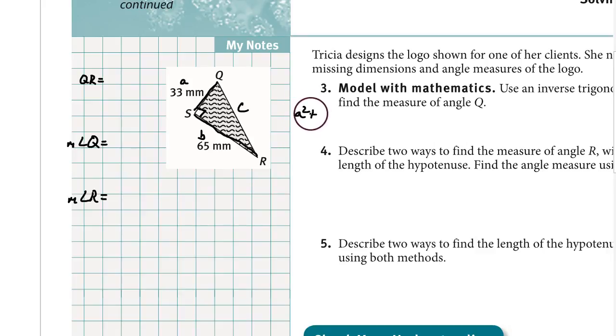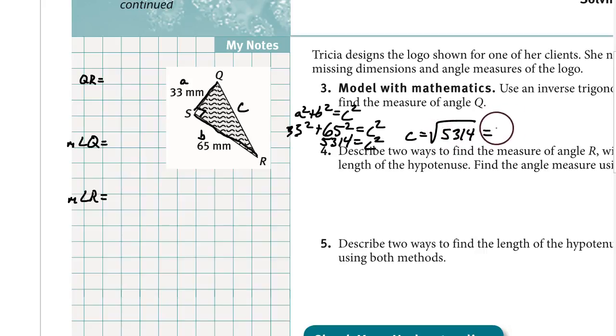So A squared plus B squared equals C squared. 33 squared plus 65 squared equals C squared. Let's take a calculator and figure out the left side of that equation. This adds up to 5,314, and that's equal to C squared. Therefore, C is the square root of that number, and that equals 72.9. So we figured out that QR is 72.9.